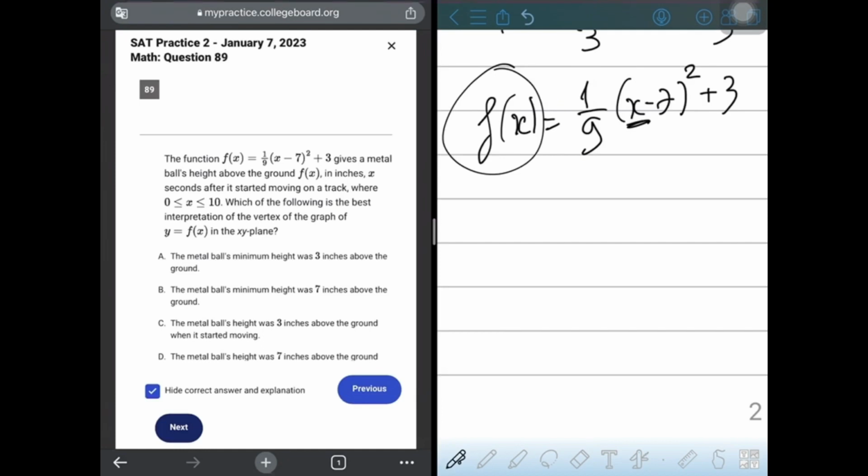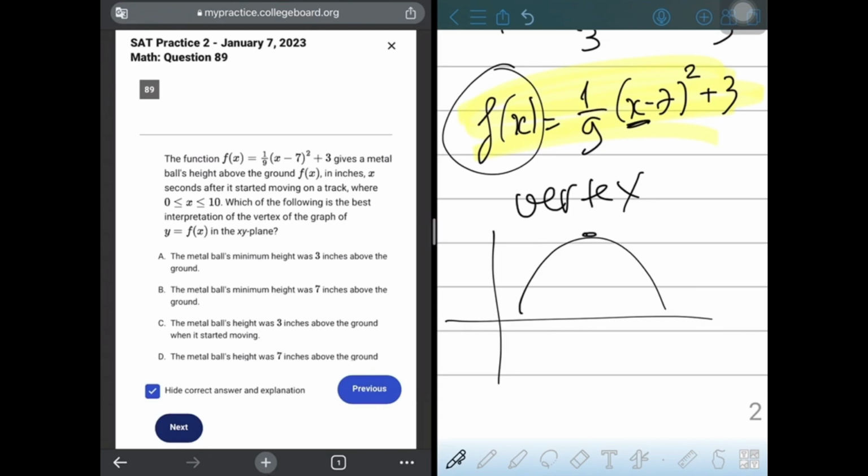They ask about the interpretation of the vertex of the graph. Okay, what does it mean, the vertex? So now we draw. It's the form of a quadratic function. So now I will draw here. So the vertex is here. If the parabola looks like this, the vertex is here.